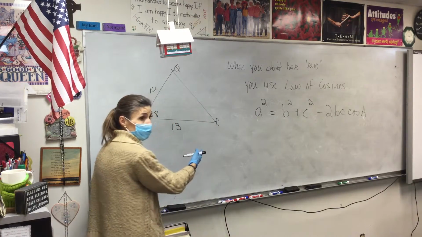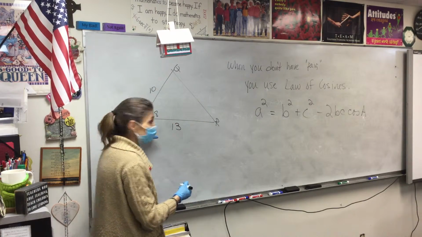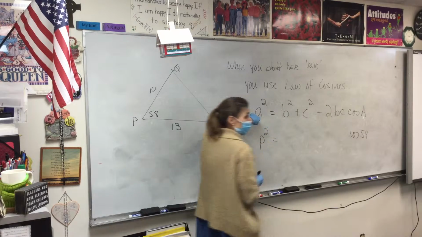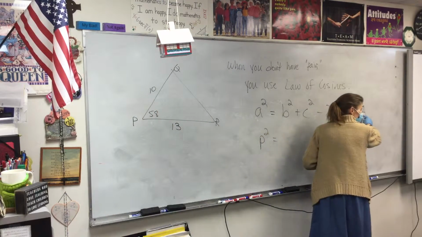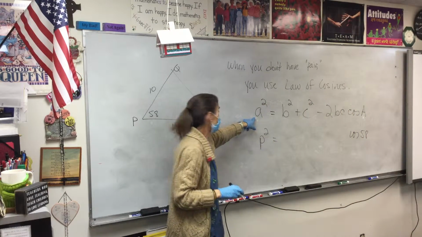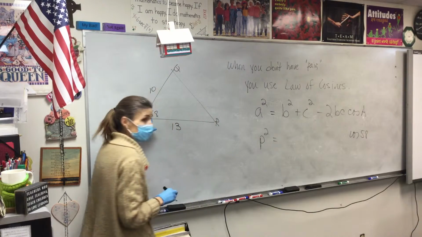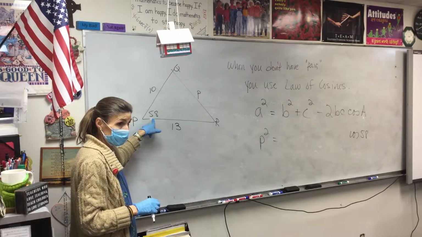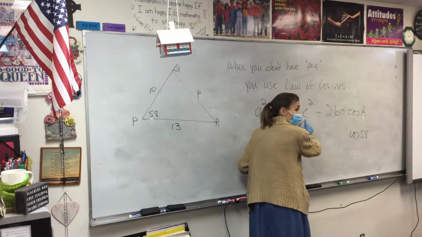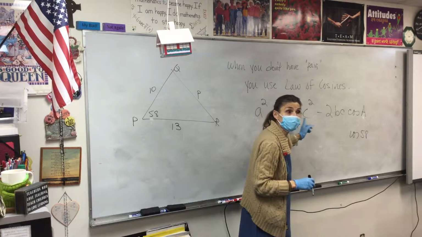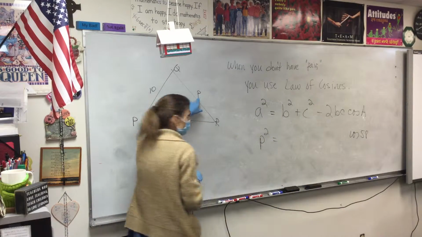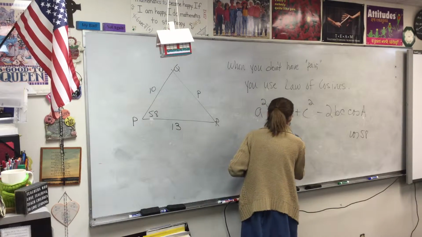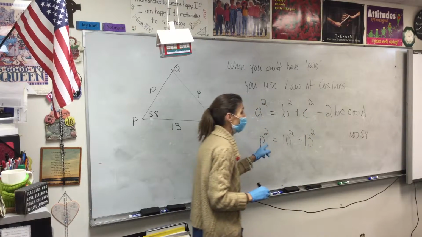So for us, what angle are we going to use? 58. We're going to use P. So we're going to have cosine 58. And that means this is going to be P squared. Because whatever your angle is that you are using, that's the side that's over here all by itself, the equals one. Okay? So since we're using angle P, we got side P over here by itself. You still with me? Now, what are these? These are small letters. So these are the other two sides. So here's P. So the other two sides would be 10 and 13. So I'm going to have 10 squared and 13 squared. It does not matter what order those are in.